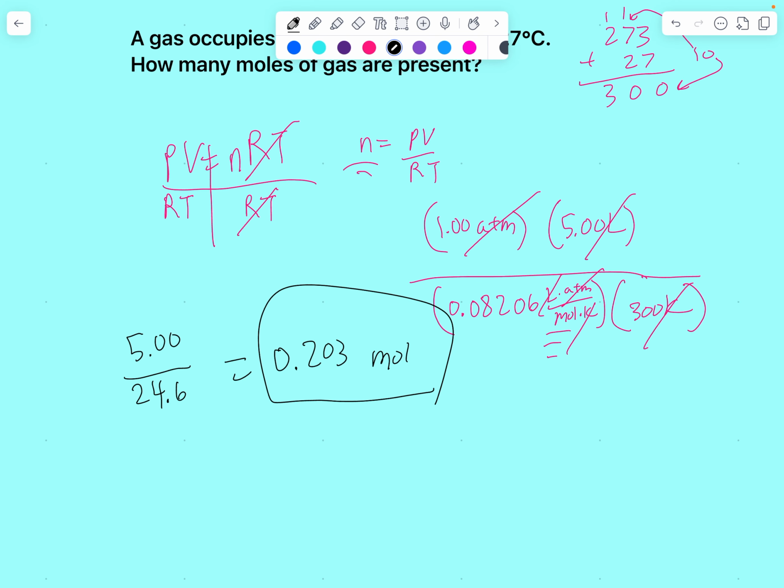Most students lose points because they forget to convert Celsius to Kelvin. Don't do that. Or they use the wrong value of R. Don't do that. Or they mix units. Don't do that. Or they plug numbers in before rearranging. Don't do that. Okay.